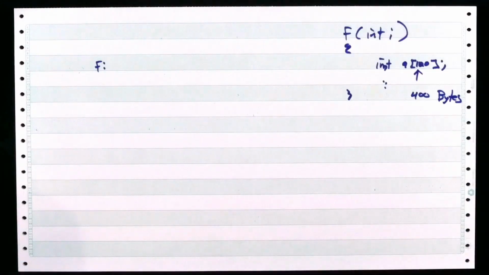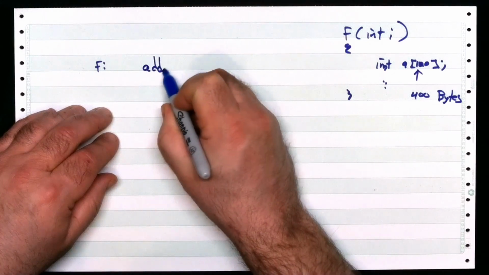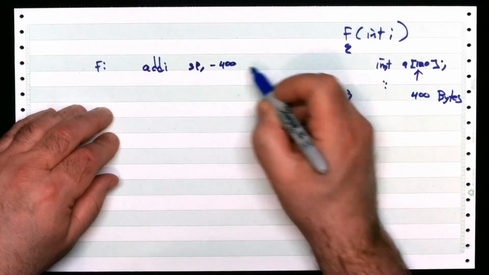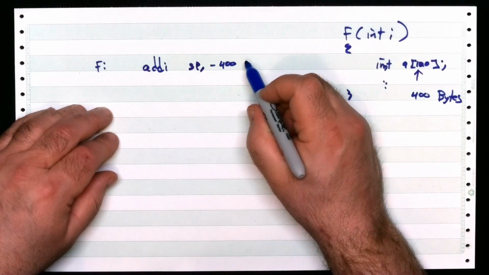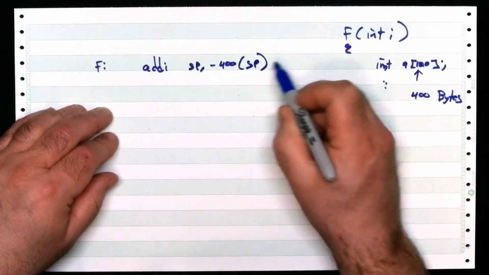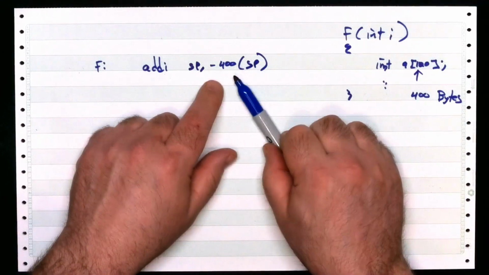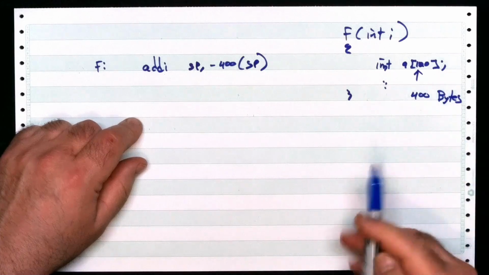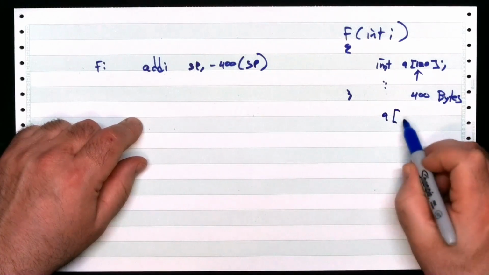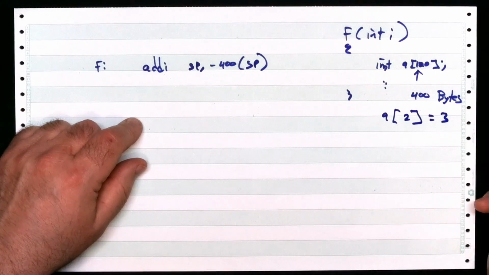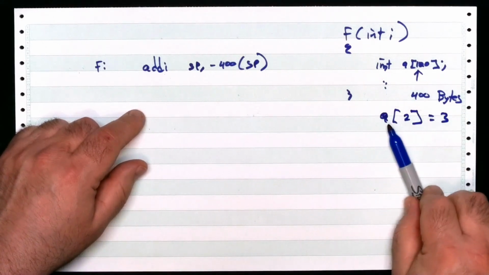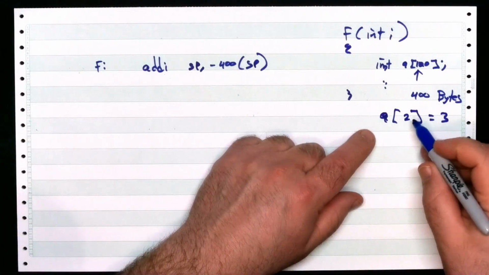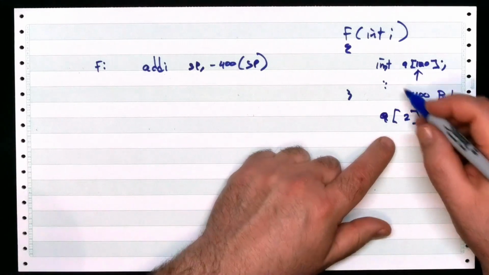So what are we going to do? We're going to say add immediate, stack pointer, stack pointer, minus 400. Take stack pointer, subtract 400, store the results in stack pointer. Done. Now, if I wanted to say something like a[2] = 3, how would I do that? When this thing is compiled, it'll say, well, I know that a[2] is where? That's 2 times the size of this integer here, so that's 8 bytes in.